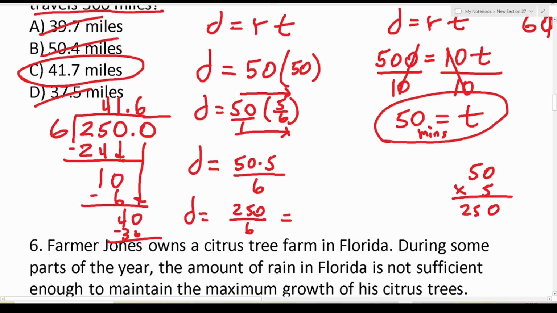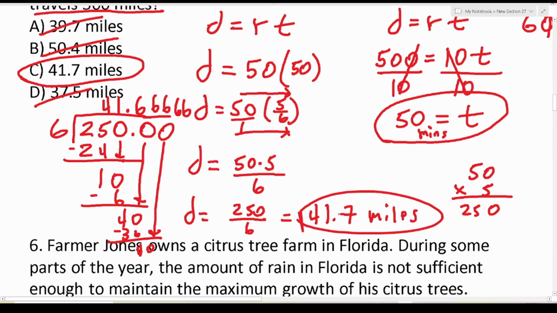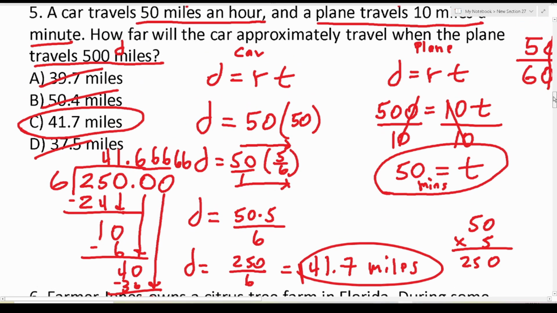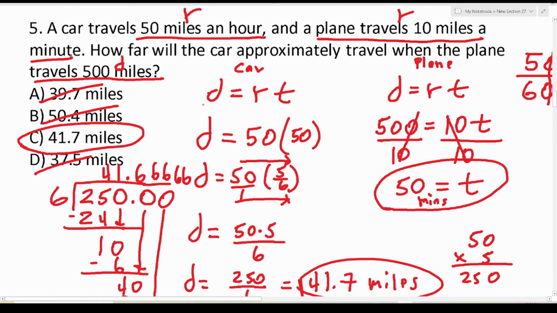40 minus 36 is 4, and we're going to add another 0 placeholder, which we can drop down. And as you can see, this fraction is going to repeat like this over and over again. So in this case, they took this 41.666, repeating, and they just rounded it up to be 41.7 miles. So approximately, this car will go 41.7 miles when this plane goes 500 miles. So the answer to this one is, in fact, C.